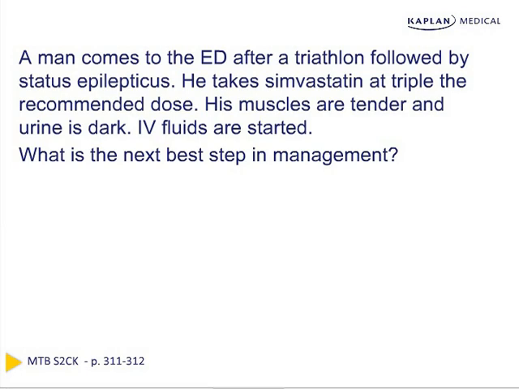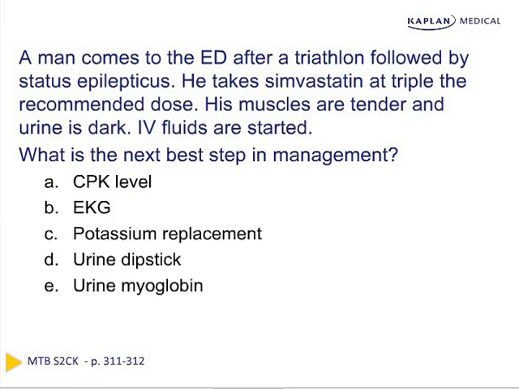So if this question came up on my screen during Step 2, I would key in on the actual question first. What is the next best step? The clinical vignette here gives you every keyword for rhabdomyolysis under the sun, so you don't want to get caught up in which of these risk factors is actually causing his rhabdo. What are our answer choices? The answer choices here are CPK level, EKG, potassium replacement, urine dipstick, and urine myoglobin.